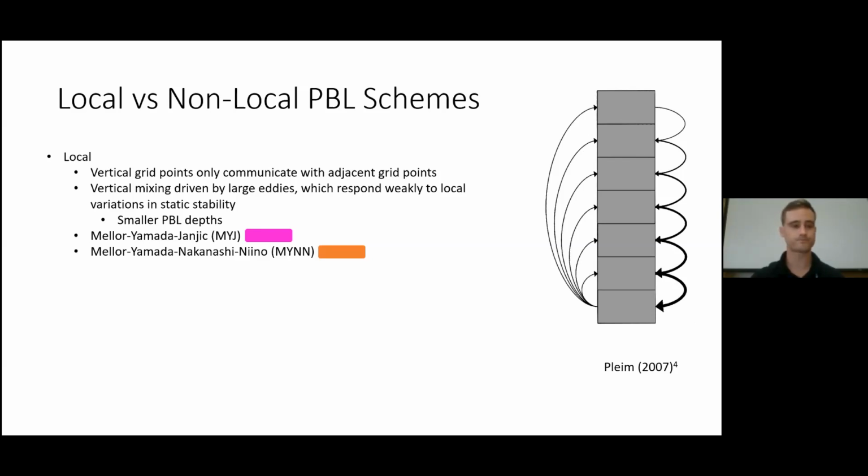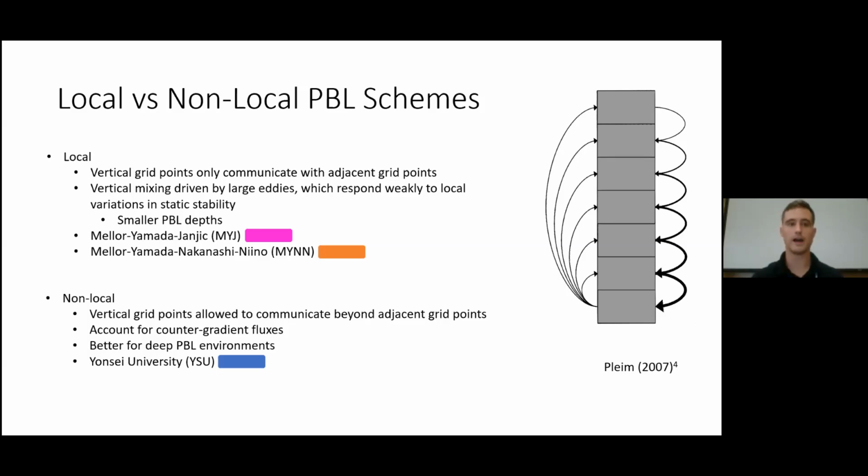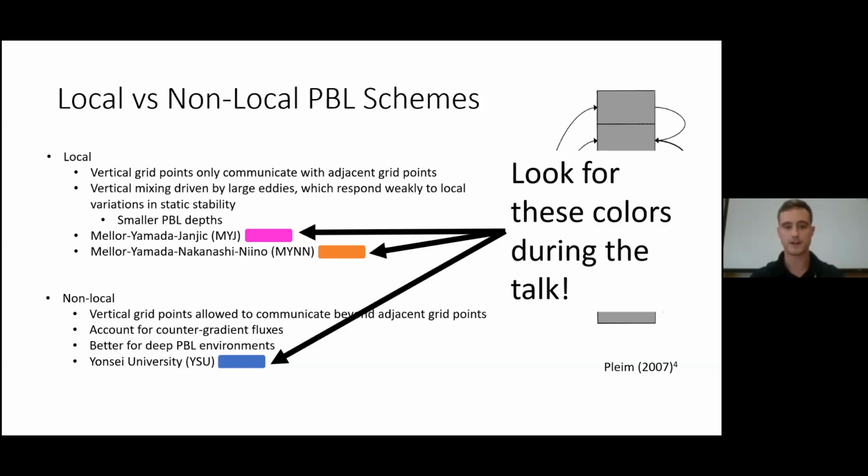Now, the other kind, the non-local scheme, allows variables to be calculated at a given grid point using more than just adjacent grid points. So they're using many grid points on either side. Because of this, they account better for counter-gradient fluxes. So in a sense, hopefully they resolve more of the turbulent behavior that we see in the atmosphere. And because of that increased mixing, they typically forecast deeper planetary boundary layer depths. And the non-local scheme I'll be looking at today is the YSU scheme. Now, one thing I want to point out is that these color bars I put next to them are consistent throughout the talk. So whenever you see blue, that is YSU, magenta is MYJ, and orange is MYNN.